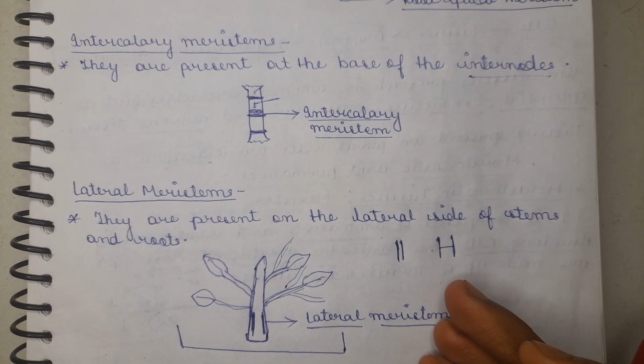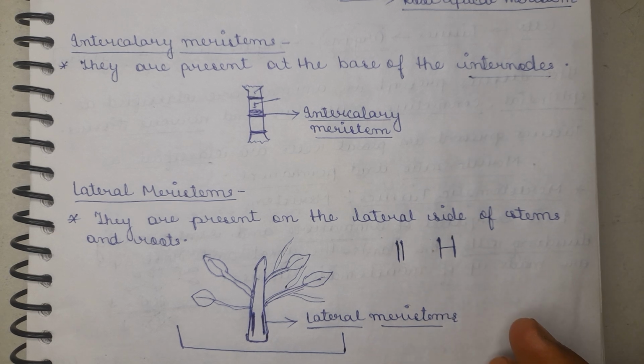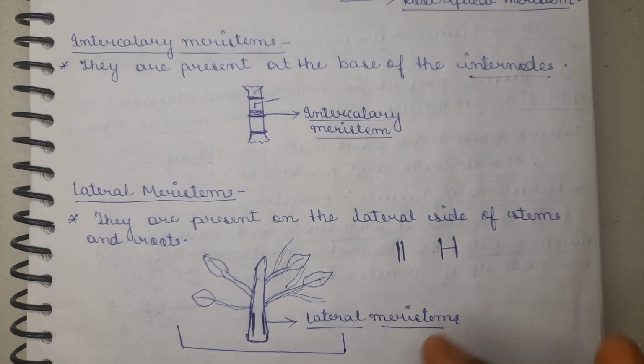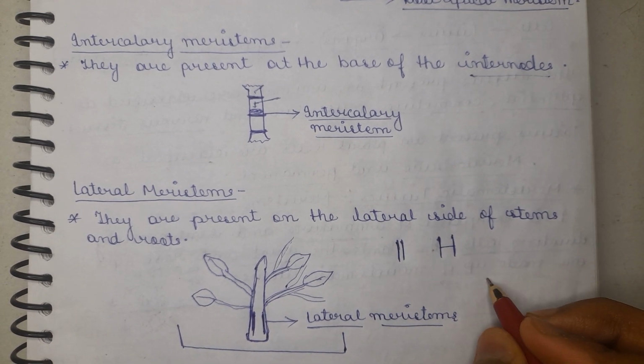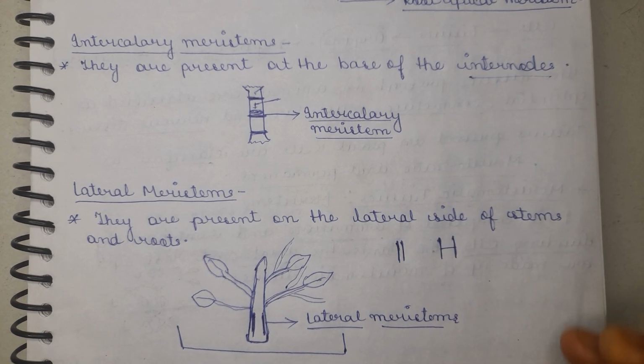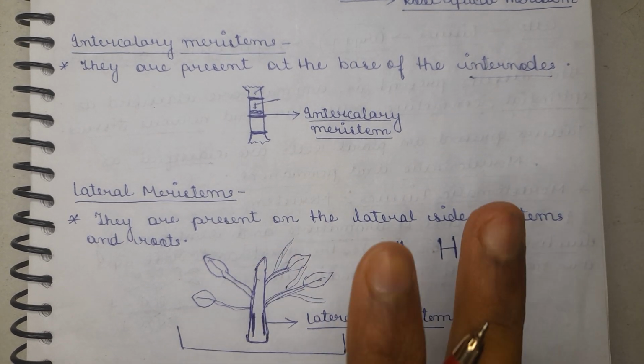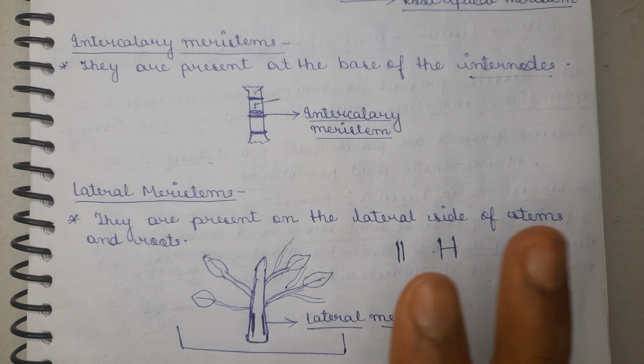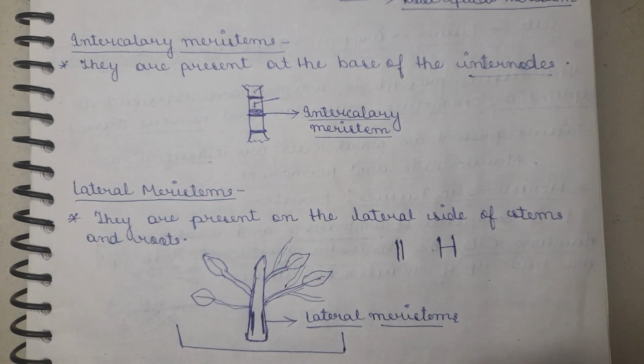Now this much is about the meristematic tissue. In the next part of the video we will see what the simple permanent tissue is. We already know that in plant cells, or we can say plant tissue, there are mainly two types of tissues present. First is meristematic tissue and second is permanent tissue.